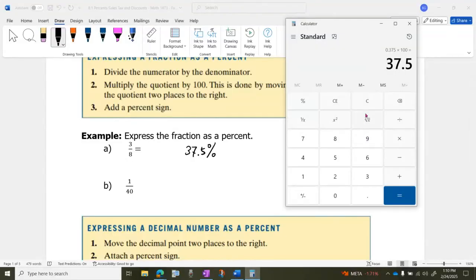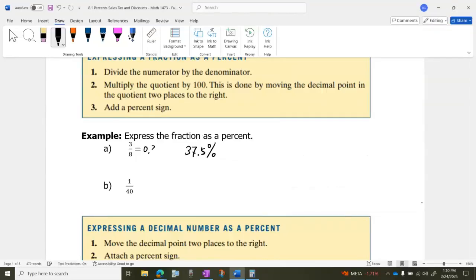So we have a fraction 3/8. We first convert the fraction to the equivalent decimal. Use 3 to divide by 8. So the decimal is 0.375. All right. Now, how do we go from decimal to percent?